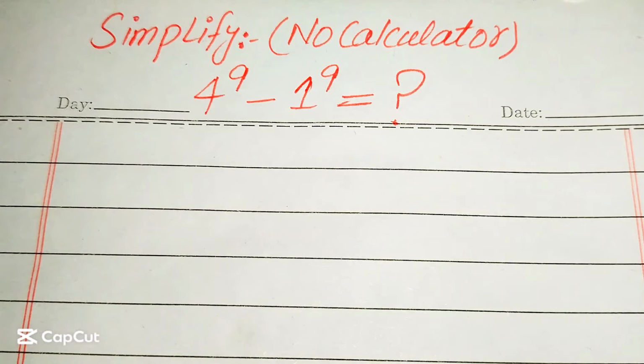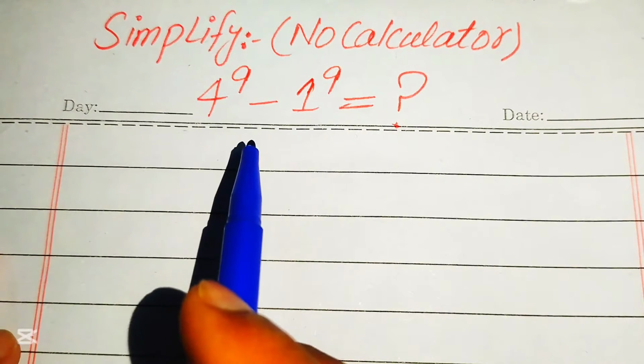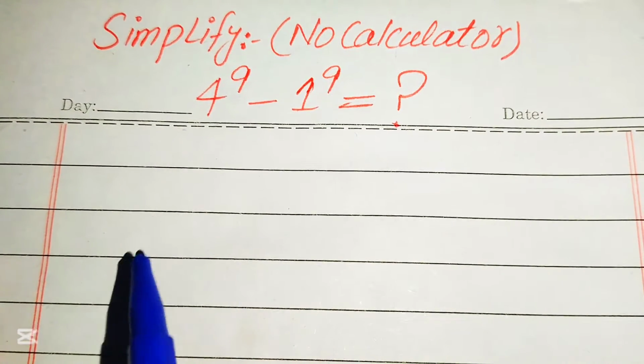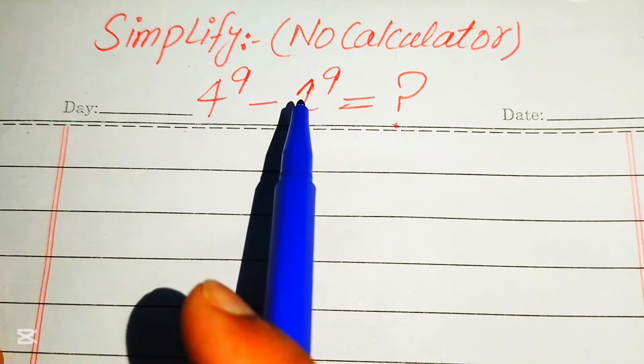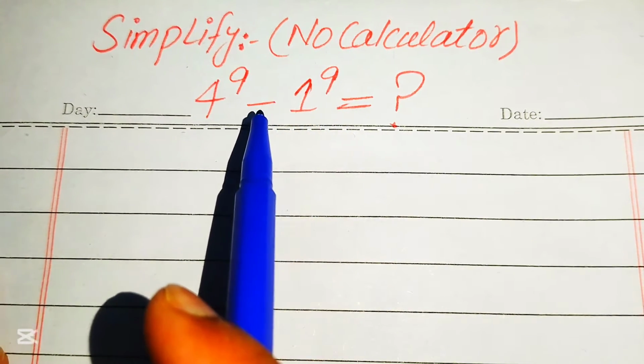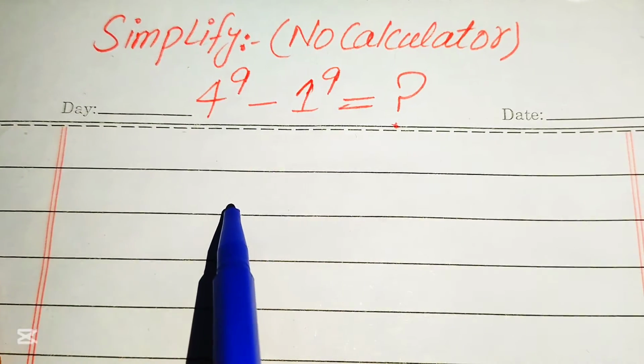Everyone, how to simplify this nice algebraic expression. If we have 4 to the power of 9 minus 1 to the power of 9, we write this algebraic expression into the simplified form. But remember one thing: a calculator is not allowed in this problem. We will show all of the working on this paper.